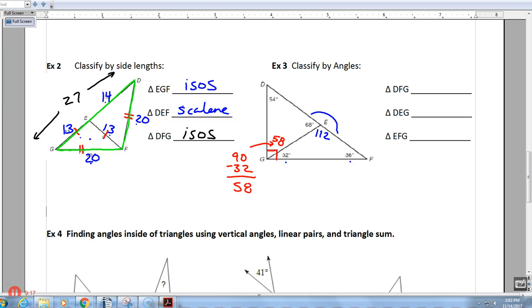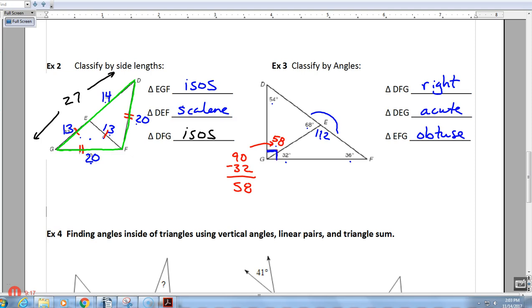DFG, that's the big dog. Well, the big dog's got a 90-degree angle in it. So DFG is a right triangle. DEG is the top one. Acute, acute, acute means he's acute. And EFG, I see a big old fat angle sitting right there, bigger than 90, so that would be obtuse. So we classified him by angles, and you had to do a little bit of work to get the angles.